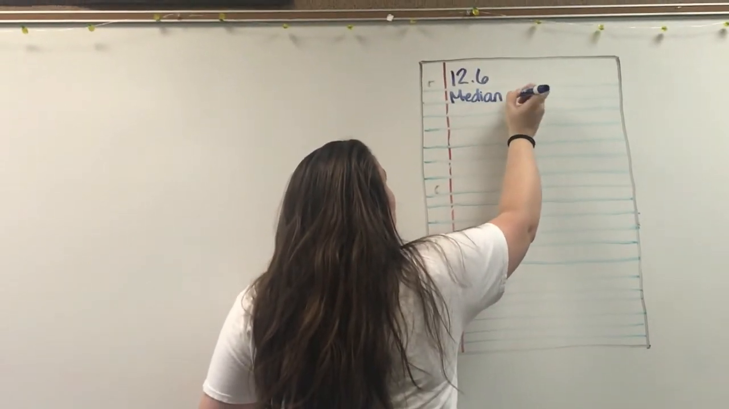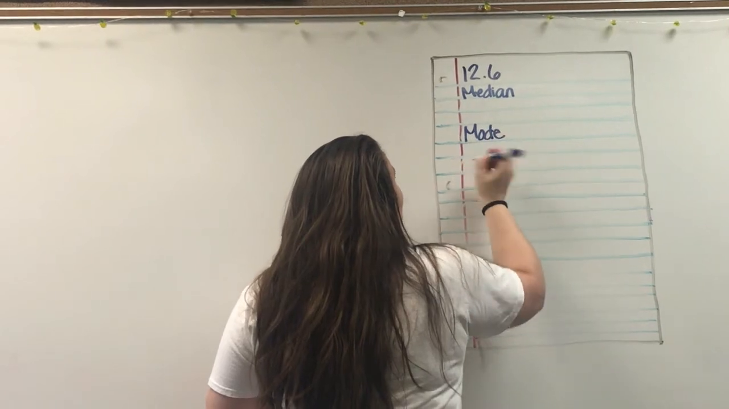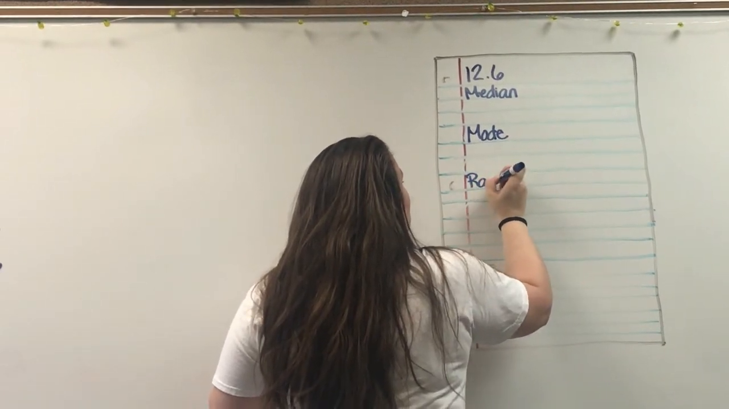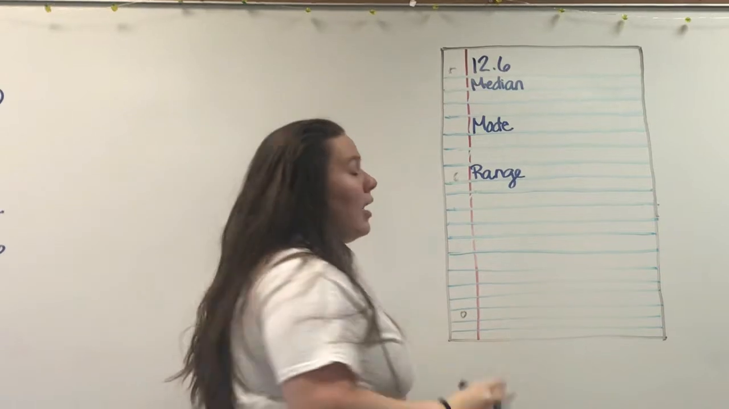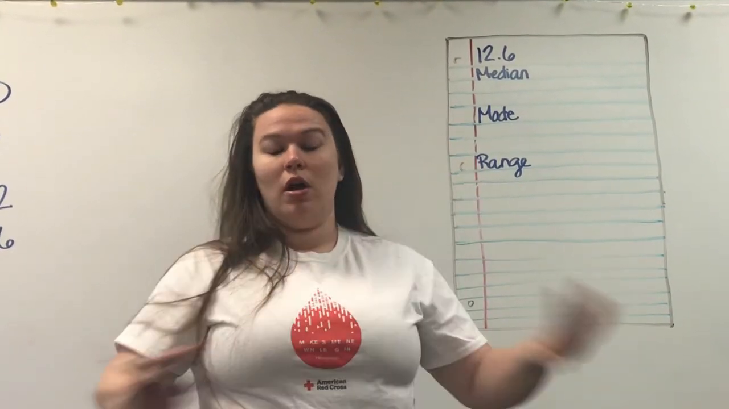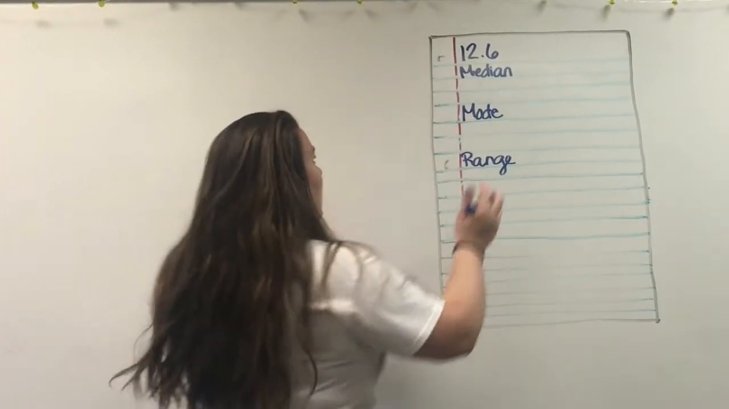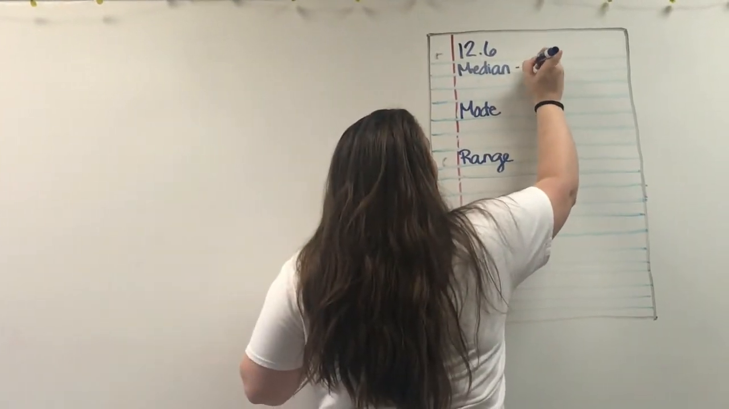median, mode, and range. Okay, and the four of these things go together. Mean, median, mode, and range. They're like best buds. Okay, so median means middle.